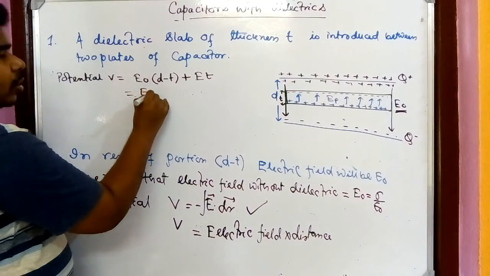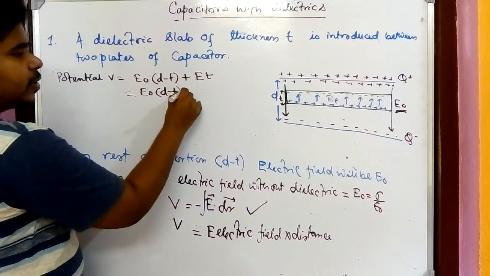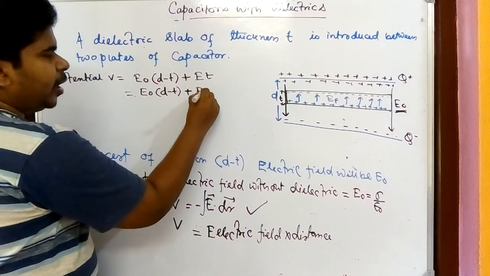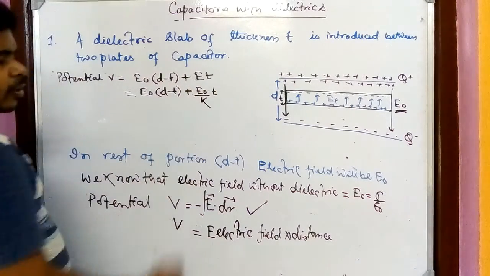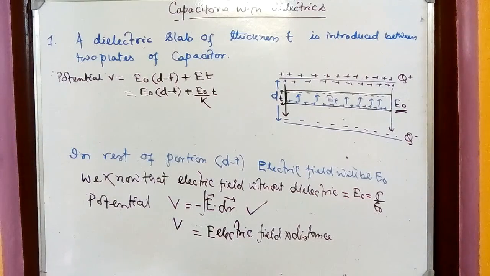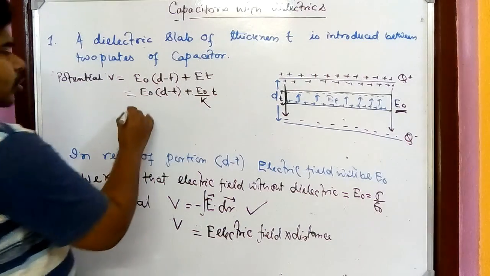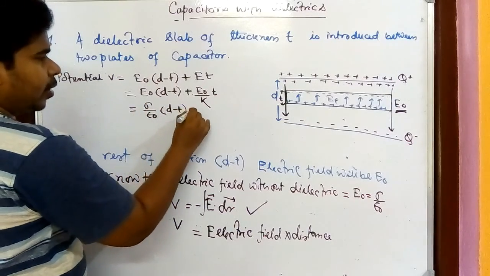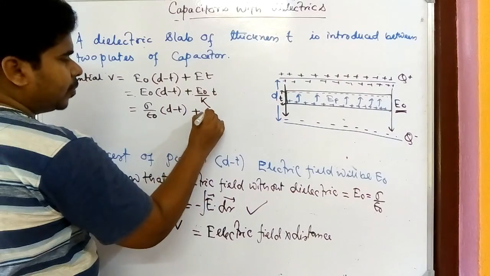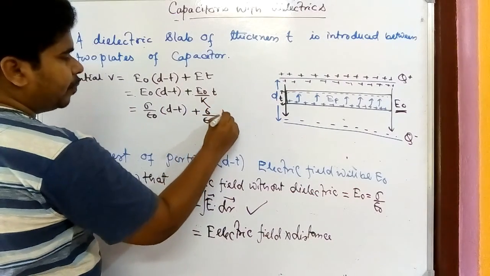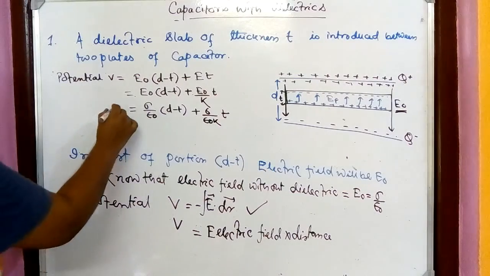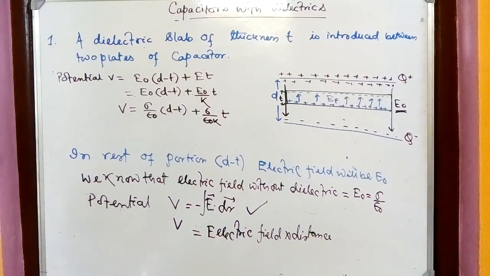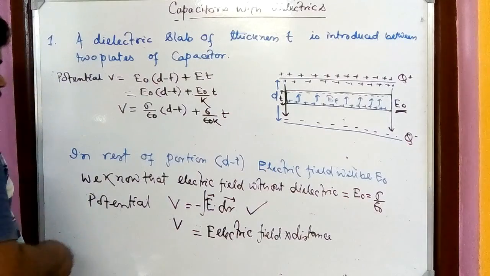Now E naught into D minus T, and instead of E we can write E naught by K, if the dielectric constant is K. We have already taken the dielectric constant as K, so instead of E we can write E naught by K into T. Now put the value of E naught, sigma by epsilon naught, into D minus T plus sigma by epsilon naught K into T. So this is the potential you have got.